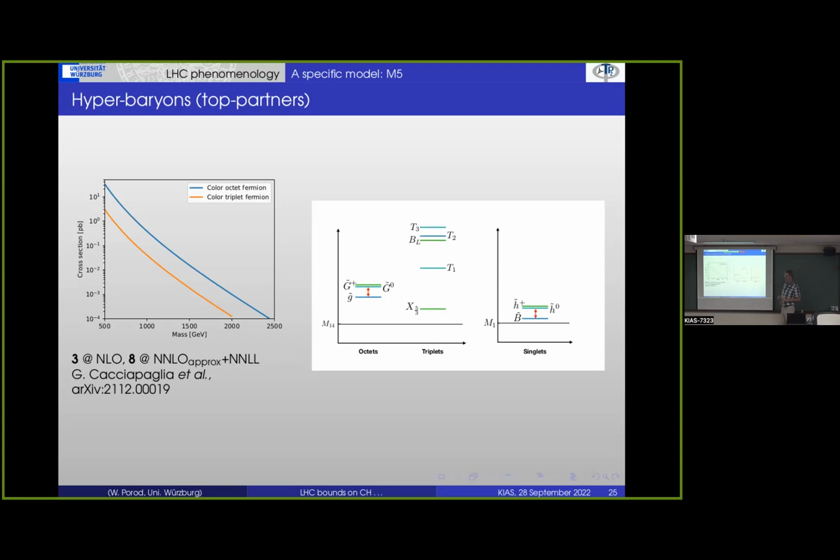Maybe I should put some relative scaling numbers here in future. But does this answer your question? Yeah.